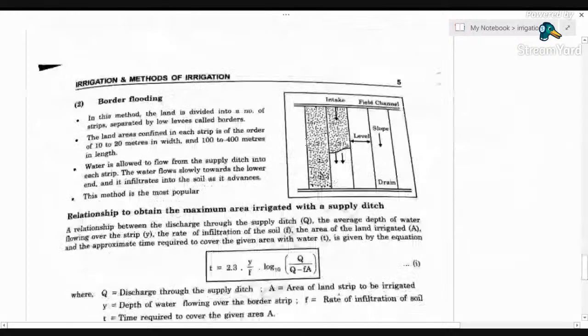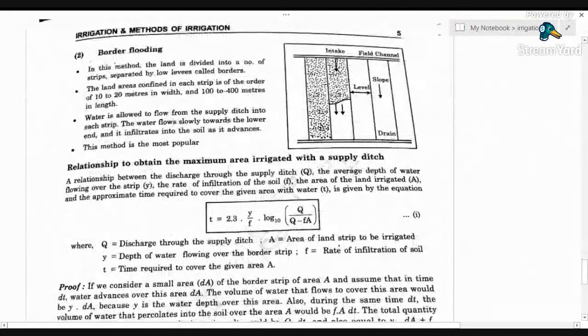In the next class we will talk about border flooding. So just see this figure, this is the plan. Same as before, there is one main ditch. From this main ditch the water is supplied to the subsidiary ditch, and from the subsidiary ditch there are small outlets. Through these outlets, the water is supplied to the irrigation field.